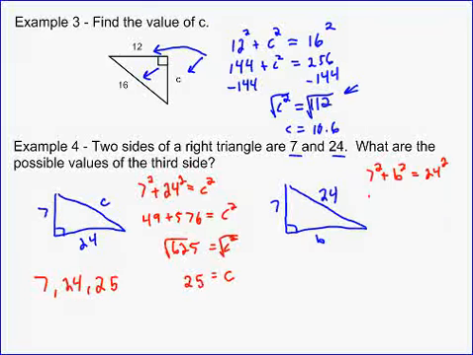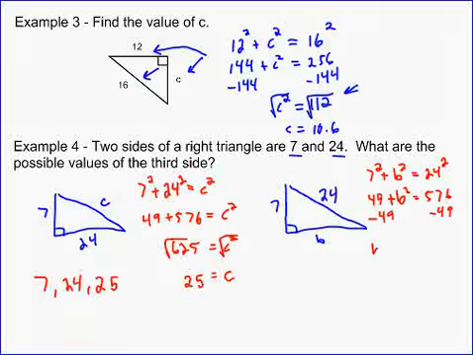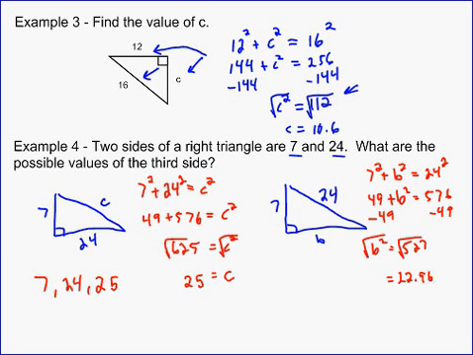The other possibility would be, instead of 24 being a leg, 24 is the hypotenuse. So you're going to have 49 plus b squared equals 576. So this time we're subtracting 49 instead of adding it. So you get b squared equals 576 minus 49, which would give you 527. Take the square root of both sides, and using your calculator, because we don't recognize 527, you take the square root of it, and you actually end up with approximately 22.96. If we're rounding to the nearest tenth, it would be just 23.0.